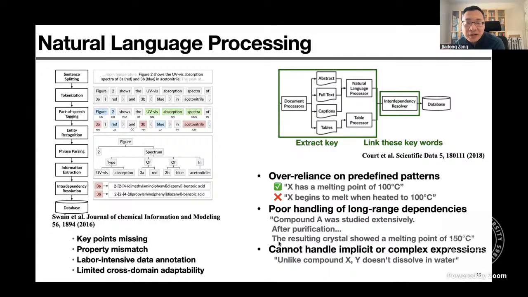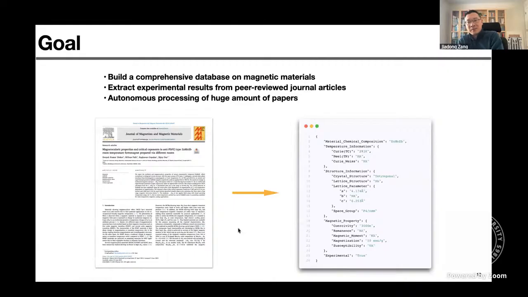So we are seeing the rise of large language models in the past 3 years, and we would like to try whether we can use large language models to construct the database. Okay, so our goal is, as I said, autonomous processing of a huge number of papers. And our starting point is the Elsevier publisher, right? Because they provide an API. And there is a journal in Elsevier called Journal of Magnetism and Magnetic Materials. This is a flagship journal in the large field of magnetism, and it contains a lot of materials. So we'll choose this journal from which the data will be collected.